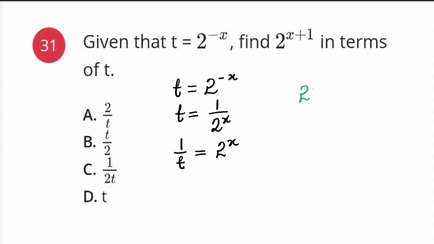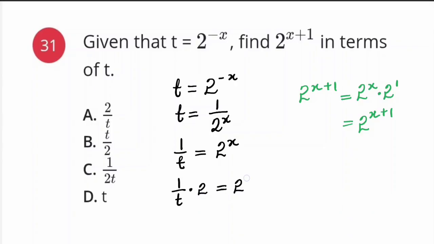Let's recall that 2 exponential x plus 1 is the same thing as 2 exponential x multiplied by another 2 exponential 1. Such that when we use our law of indices, we pick one base, which is 2, then we add the exponents, x and 1. So therefore, we are having 2 exponential x here already. So by multiplying both sides by 2, we have 1 over t multiplied by 2, and 2 exponential x also multiplied by 2.